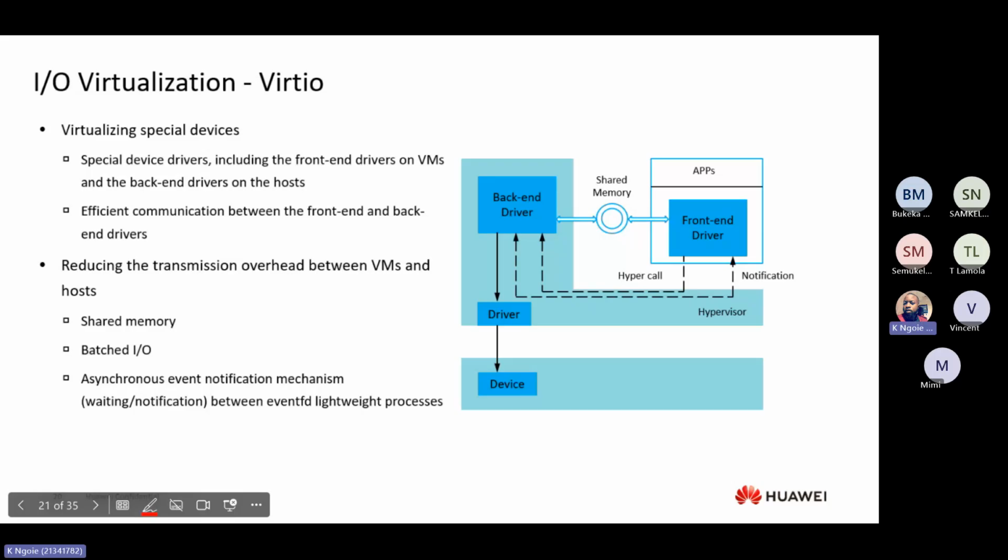As we said here, we mentioned the key components. We have the front end, which is the virtio front end. This is the driver inside our virtual machines. And then in the back end or the host, we have the virtio back end, which is part of the hypervisor. This will help us handle all the input output with physical devices.